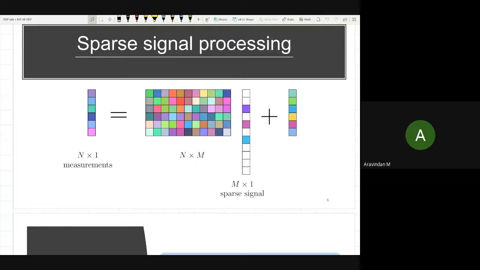Transforms. You can use transforms. Yes. What else? You can try different bases. Yeah, a different basis is kind of a transform. Any change of basis is basically a transform.